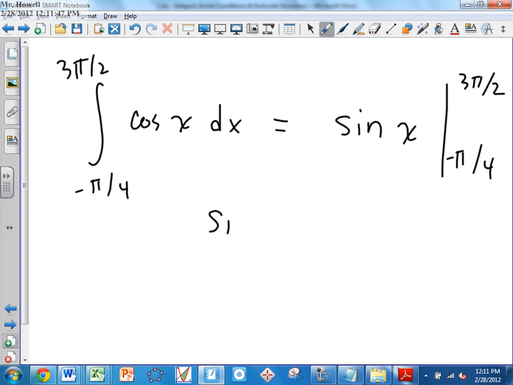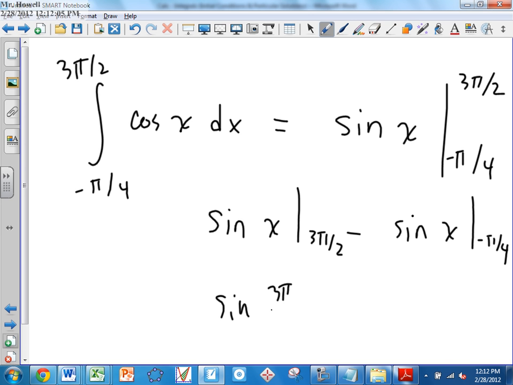So we evaluate sine of x at 3 pi over 2, and we subtract that from sine of x evaluated at negative pi over 4. Plug in the first one, subtract the second one. Does it matter how you do that? No, you don't have to write what I'm writing now. Just write sine of 3 pi over 2 minus sine of negative pi over 4. That's the same thing. I'm writing the function and then the evaluation symbol at the end, but you don't need it.